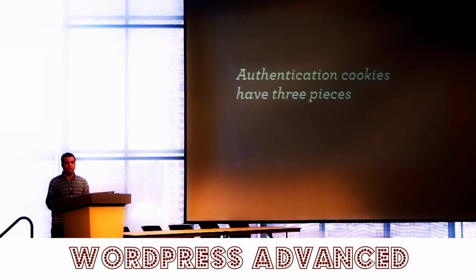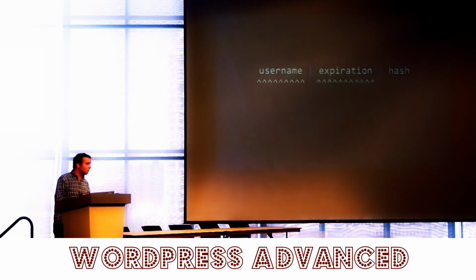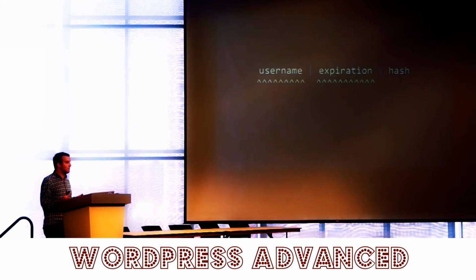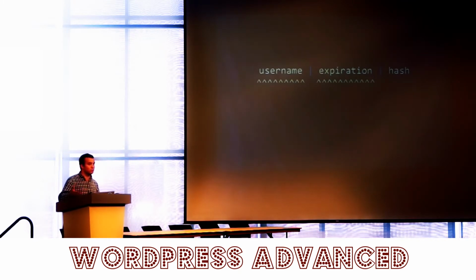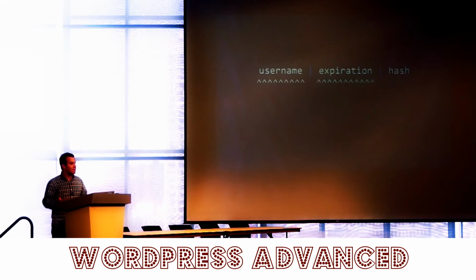Authentication cookies have 3 pieces. This is pretty simple. In fact, if you've ever looked at your cookies, you've seen this before. You've seen your username, like admin, and then there's a little pipe. And then you see normally, 10 digits now, which is going to be your Unix timestamp, the expiration of that cookie. And then you're also going to see a hash.